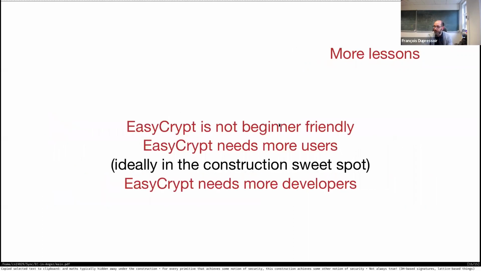And that's pretty much the end of my detailed lessons. Some of the other lessons we've learned are more for us than for you, except actually the first one is for us more than for you. We need more beginner-friendly material and more support for that. But how we're going to get there is by getting more users. And again, ideally, if you're thinking about EasyCrypt, you'll be looking at doing proofs for constructions. That's really the sweet spot where it's really good. And it needs more developers.